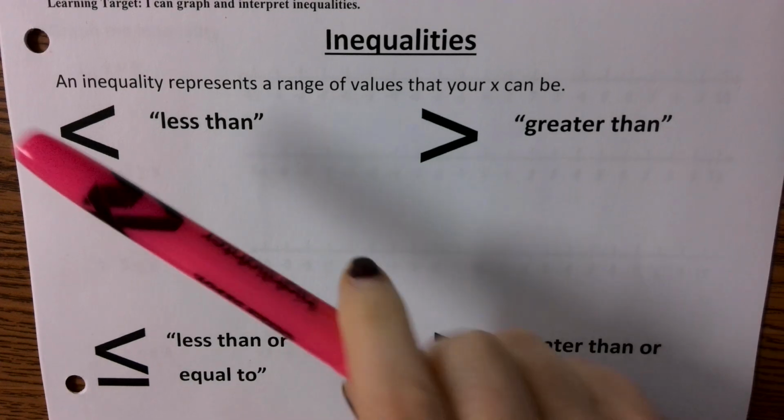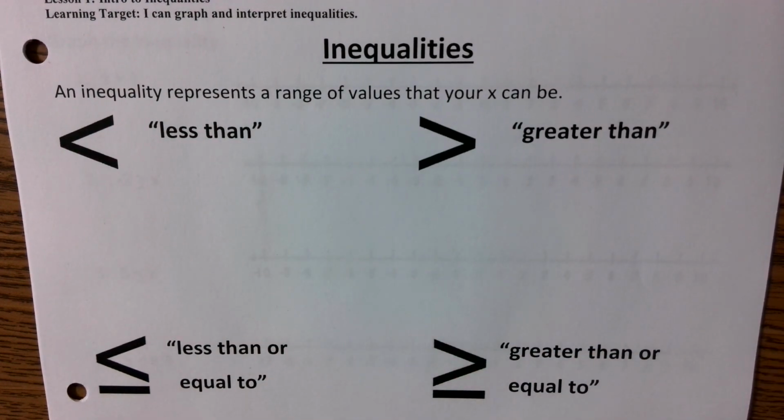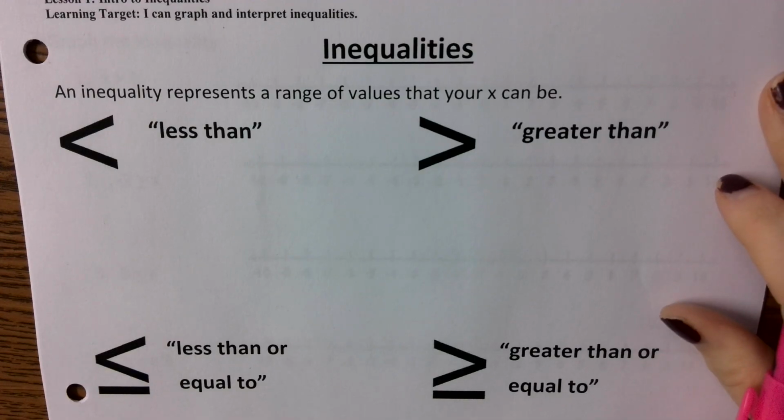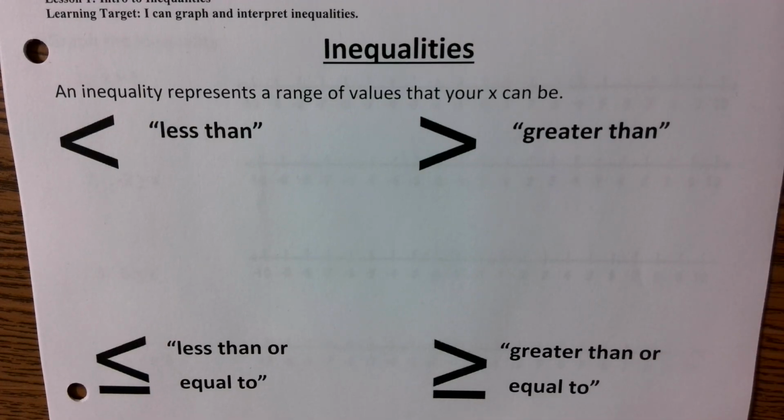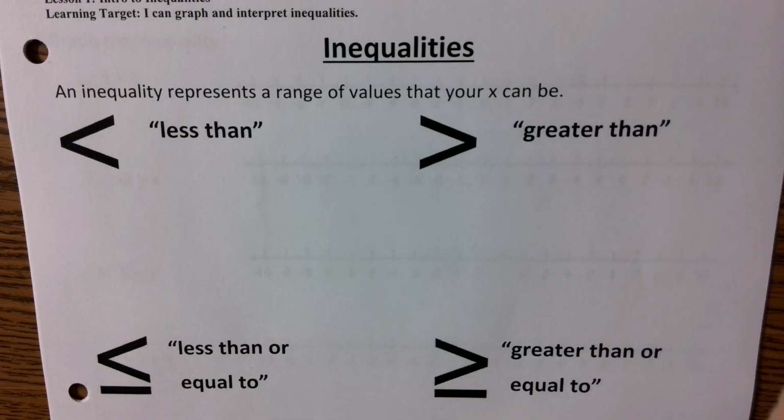Okay, so for our inequality symbol, when we were solving equations, everything was equal, and it was always just one single value that they were equal to. With inequalities, it's a range of values. You have an infinite number of possible solutions that x could be. Every number in existence that is less than this value, or every number that's greater than this value. There's an infinite amount of numbers out there.